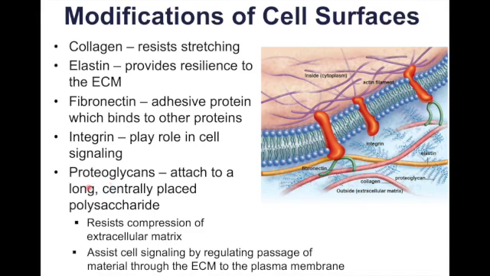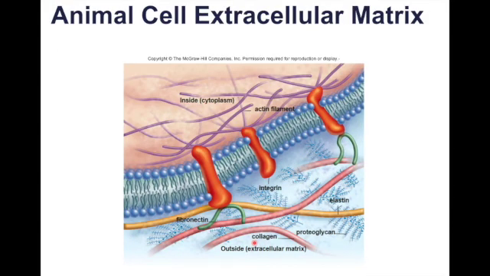Proteoglycans, so a long centrally placed polysaccharide. So that's these guys here, right? So you got a polysaccharide in the middle, and then the protein branching off from those. And so these are to resist compression in the extracellular matrix. It's almost like a spring, so to keep it from getting like squished. And these also are assisting cell regulation, cell signaling. There's just a larger picture of everything.